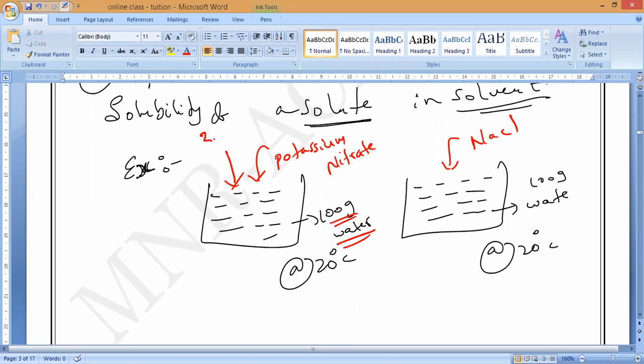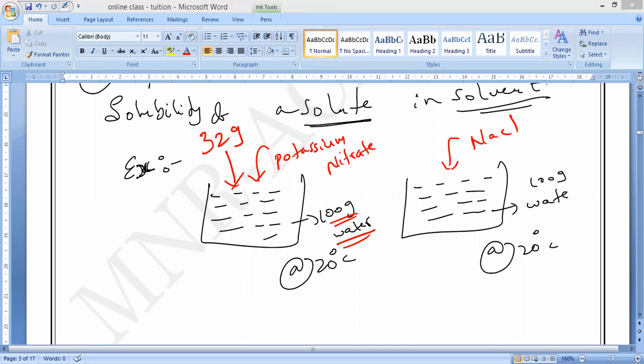I am saying potassium nitrate. Maximum, how much can it dissolve? 32 grams. So 32 is the solubility of potassium nitrate in water at what temperature? At a specified temperature. What is the temperature? 20 degrees Celsius. Understand, guys? That is what you have to remember.